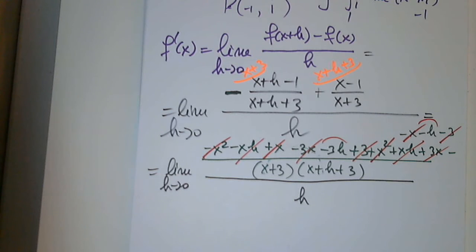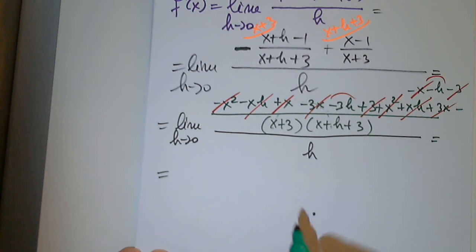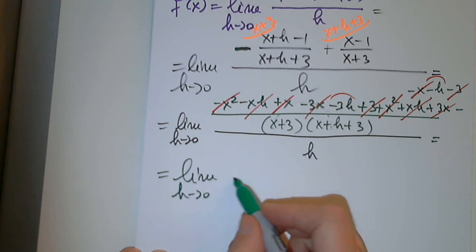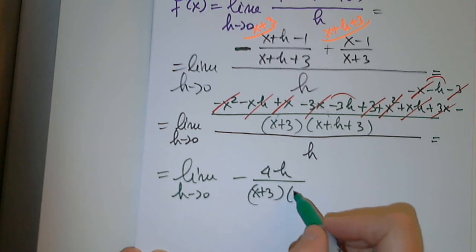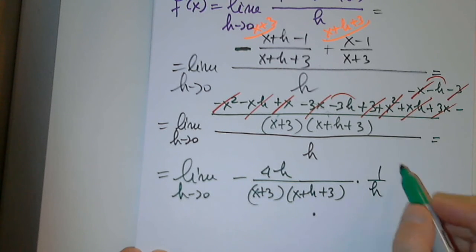So I will write negative 4h over all this, but times 1 over h, because h is h over 1. This is a fraction, so I copy the numerator and multiply it by 1 over h. In the meantime, please do not drop the limit operator. So, negative 4h over x plus 3, x plus h plus 3, times 1 over h.